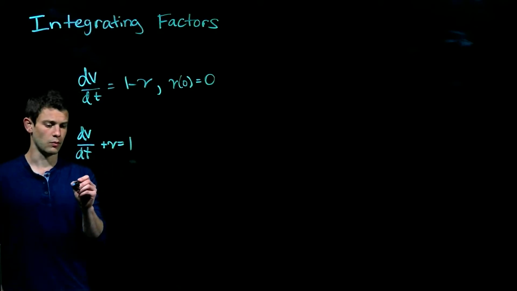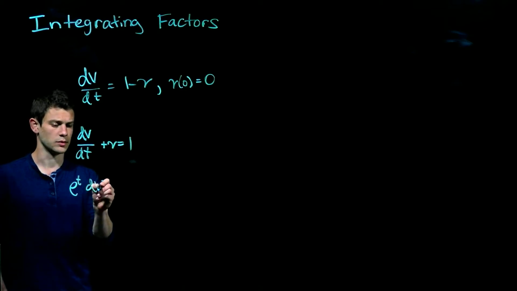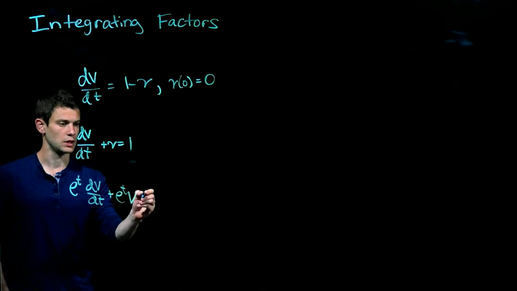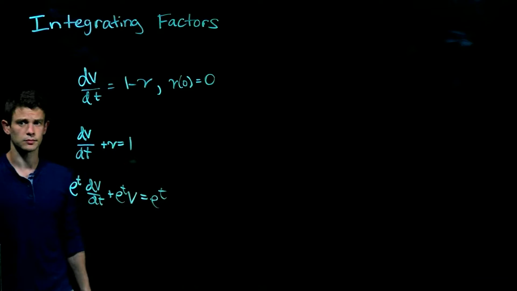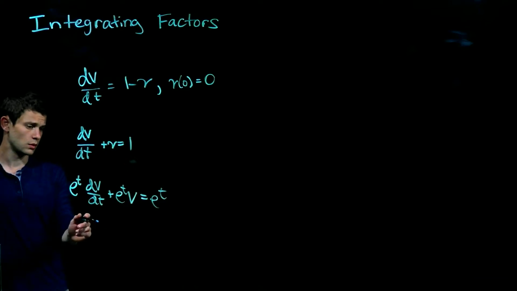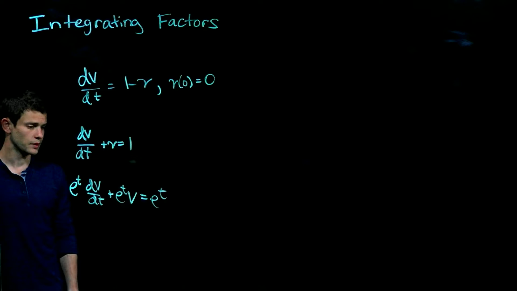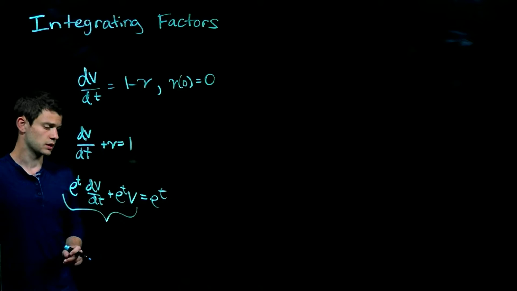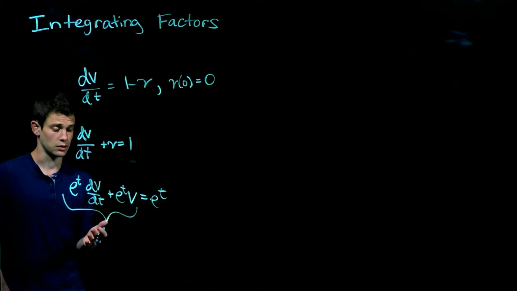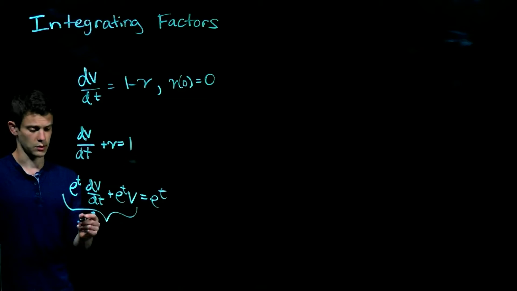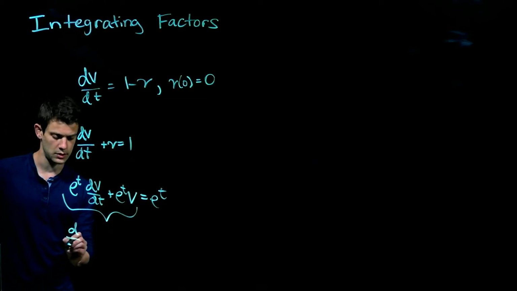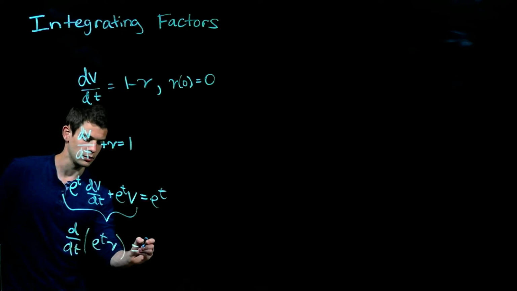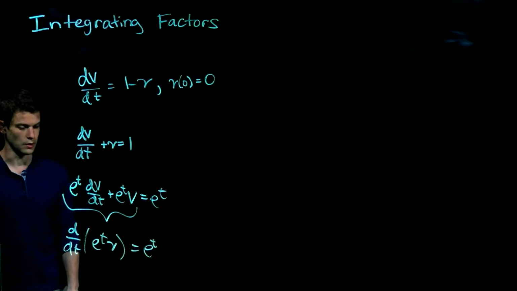Doing so, we have e to the t times dv/dt plus e to the t times v is equal to e to the t. Great. So this might not seem super helpful at first, but we can notice that this term actually has a pretty nice form, and it's actually the form of a product rule. So that allows us to rewrite this part in the form d/dt of e to the t times v, and then the whole equation is as written there.